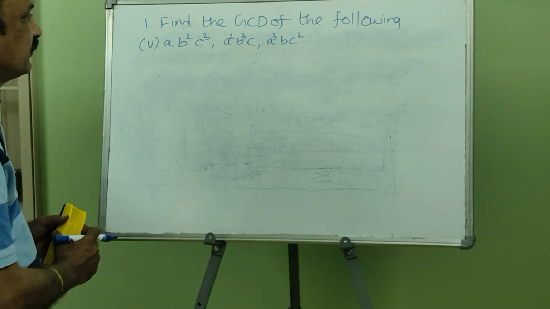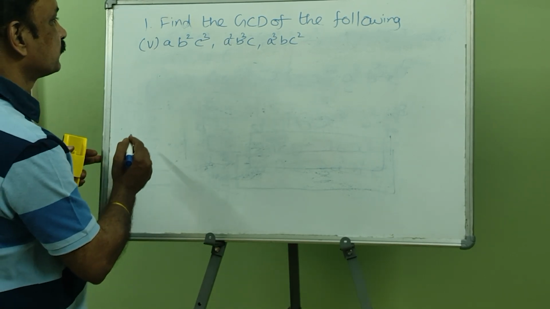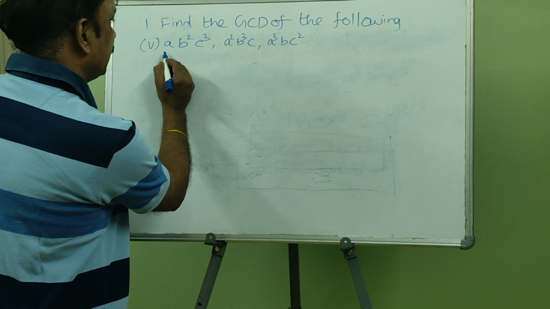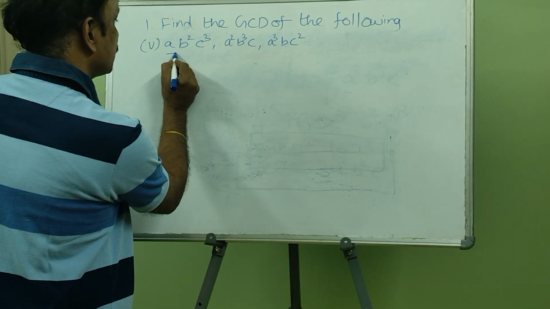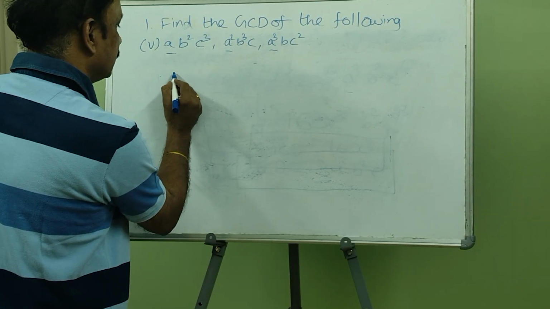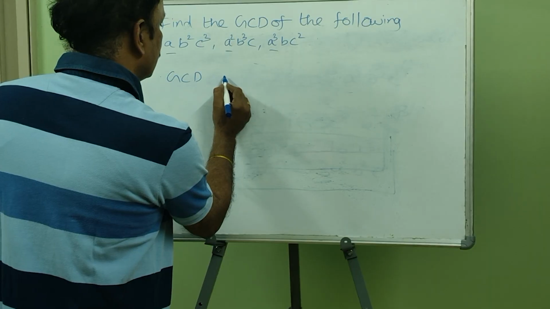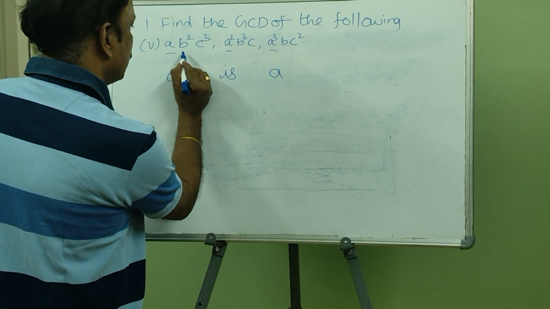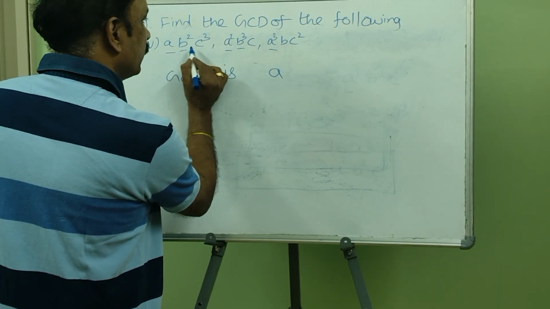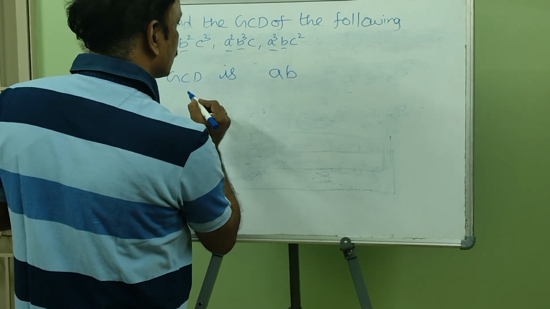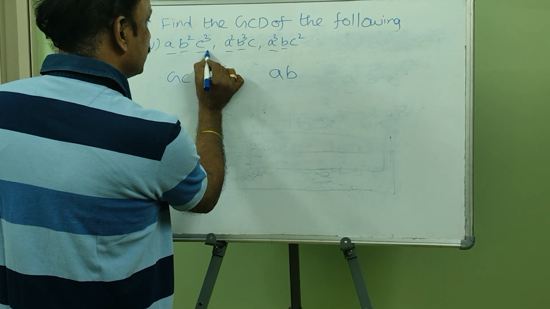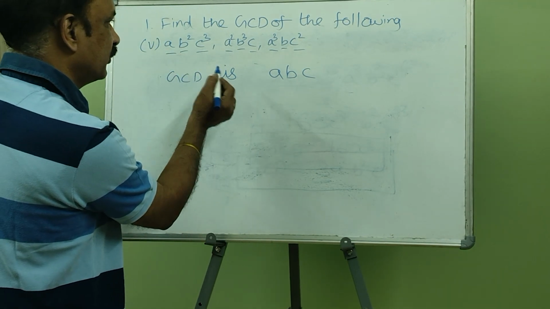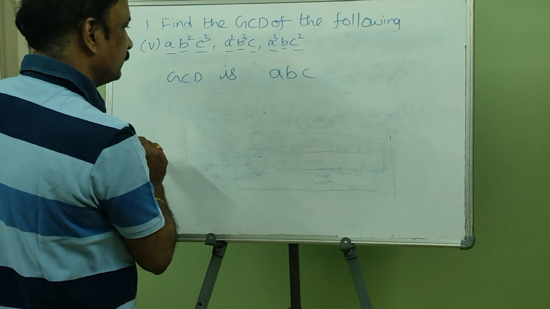Now let's find the GCD for these three polynomials. As you can see, the lowest power among a square and a cube is a. The lowest power among b square, b cube and b is b. The lowest power among c cube, c and c square is c. There is no constant term before, so there is no number before this.